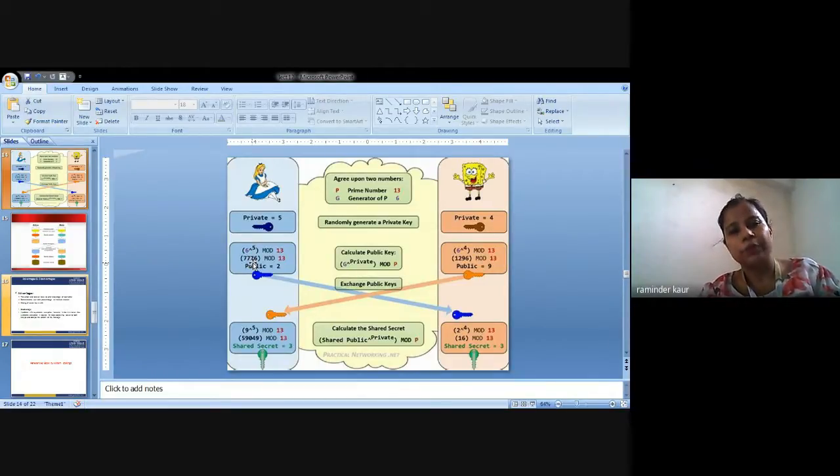So next, on the other hand side, there will be 6 raised to power 4 into modulus of 13. 6 into 6 is 36, 36 into 36 is 1296, into modulus of 13. So the public key is equal to 9.